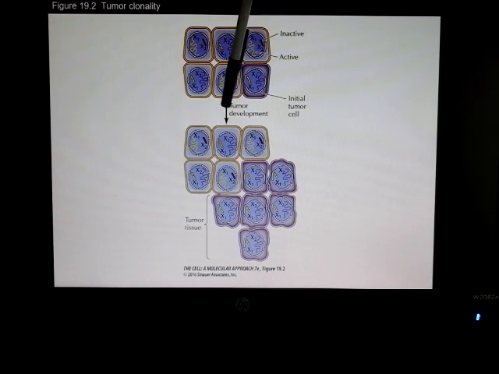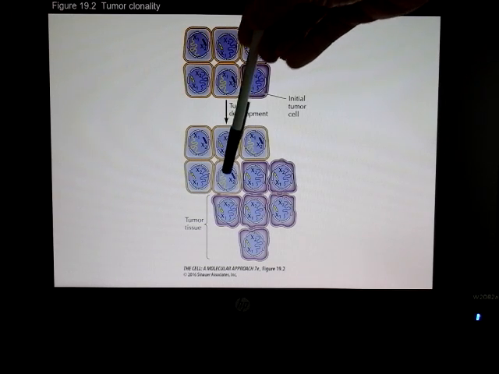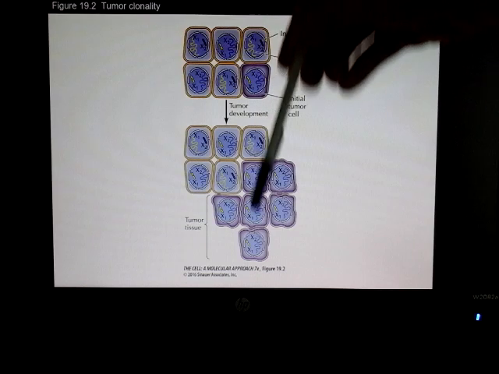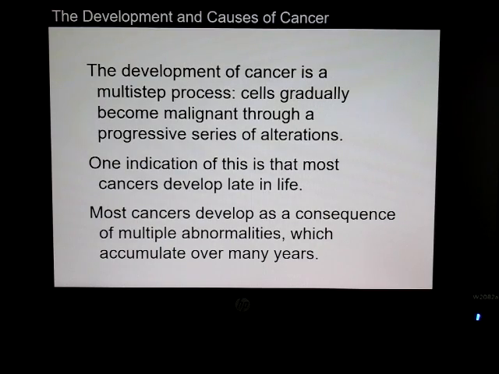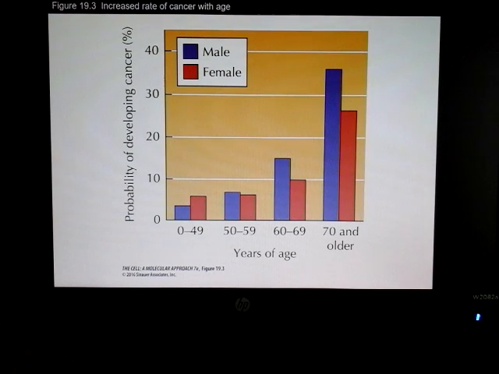Now, as time goes on and a tumor develops, what you see, you've got normal cells over here, but more and more you're picking up different abnormalities in the tumor cells themselves. So it's a multi-step process. It occurs gradually. It doesn't happen all at once. And one indication is that most cancers develop late in life, and that's due to a lot of different things that happen. There's accumulations of abnormalities, etc., as we age.